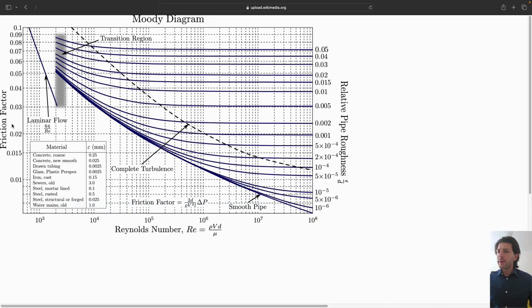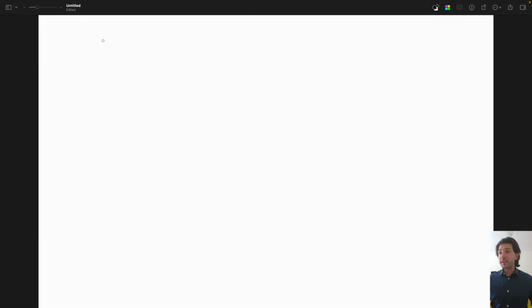In the Moody diagram, the friction factor on the y-axis is related to the Reynolds number on the x-axis, along with the isocurves for the relative pipe roughness. This is a function of the absolute pipe roughness, epsilon, over the inner diameter, d.